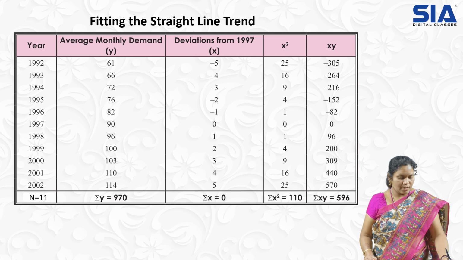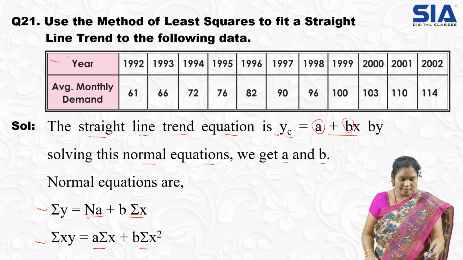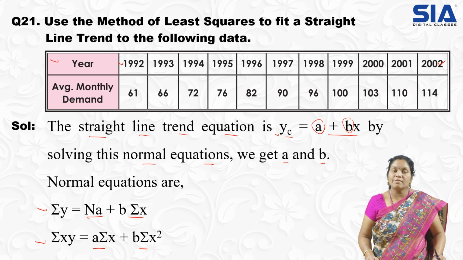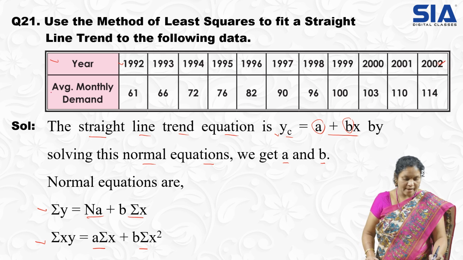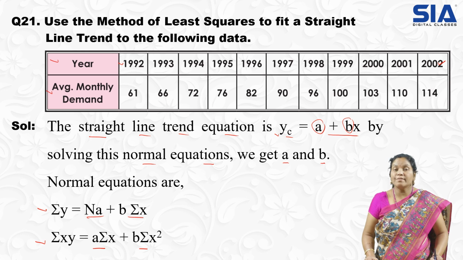Now to obtain the trend values, let us check the table and how we'll proceed. So here is the given question. Let us check the given question first. Some years they have given, from 1992 to 2002. And what are the values? Average monthly demand, say of some item or product. So some values we have here, and for that you have to apply this straight line method.